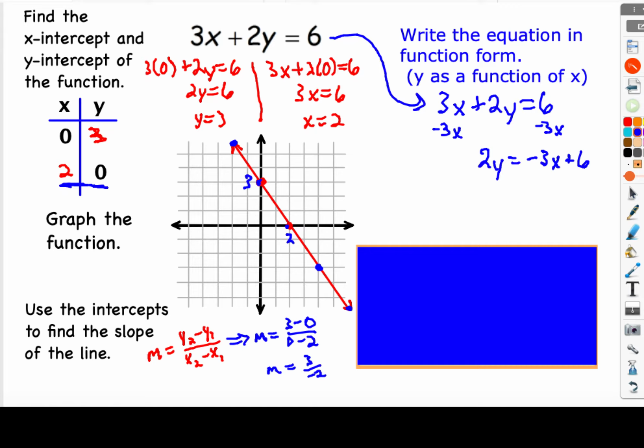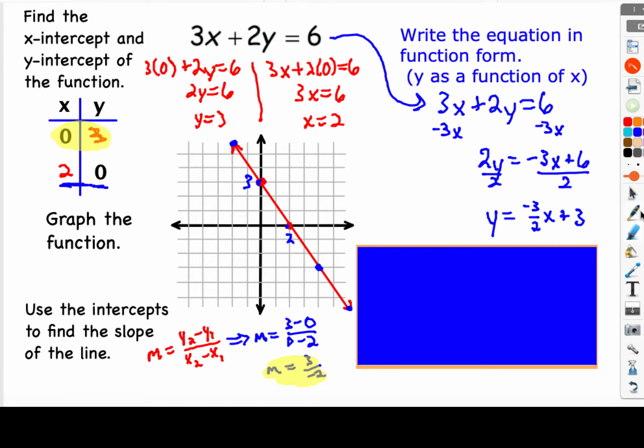Then it was a positive 2y that we brought down, so I'm going to divide by 2. And you might notice already, if I divide that first term, well, there's that 3 halves showing up again, right? And then plus 6 over 2 is plus 3. Well, now wait a minute. I've seen these numbers before. My slope was negative 3 halves, and my y-intercept, remember, was positive 3.